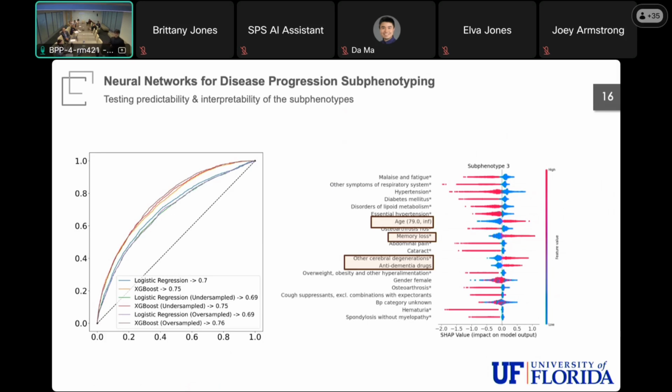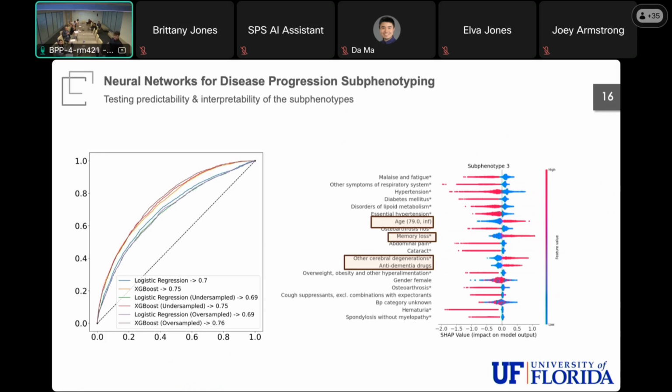Yeah. And in these experiments, we use logistic regression and XGBoost to test the basic performance of the prediction task. And we can see that XGBoost is acceptable in this 4-class classification problem. The AUC is around 0.76. We then use SHAP values to decode the importance of features in the XGBoost model. We can see that the common factors are age groups and some neurological conditions like memory loss.